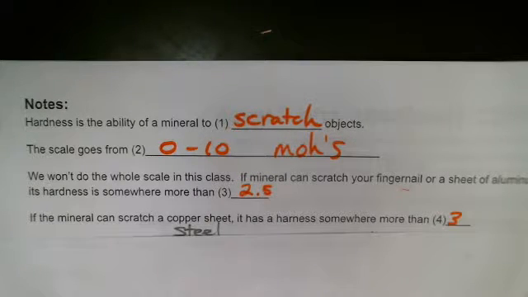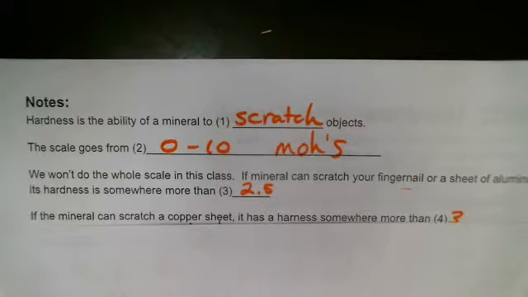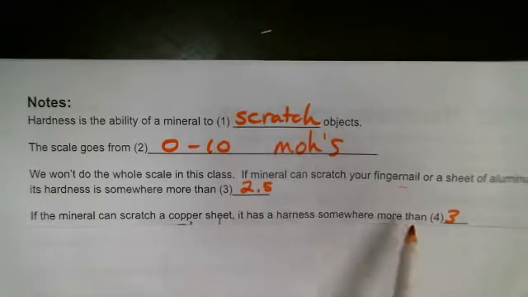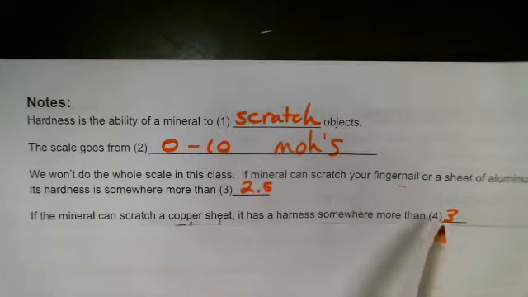Next, number 4. If a mineral can scratch a copper sheet, it has a hardness of something more than 3. So a copper sheet has a hardness of 3. If you can scratch it, that means you're scratching it with a mineral that is harder than a number 3.